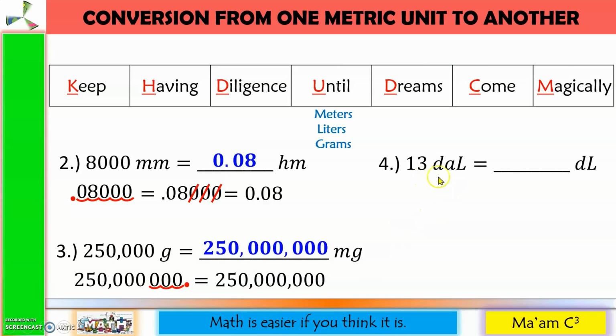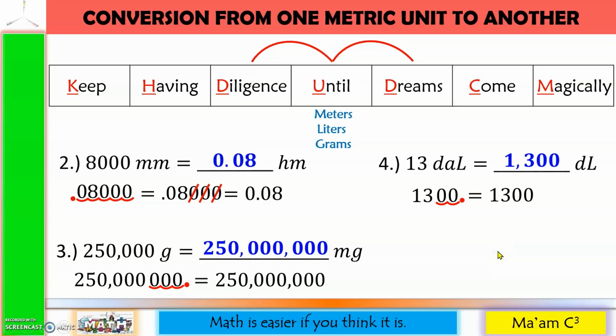Next one. DAL is decaliter and DL is deciliter. So from diligence to dreams, let us count the number of steps. 1, 2. So copy 13. The decimal point is in here. 2 steps going to the right. 1, 2. Fill the spaces with zeros. So this is equal to 1,300. So 13 decaliters is equal to 1,300 deciliters.